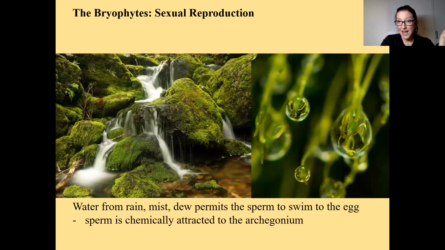Okay, so we said before that the bryophytes require water, right? Because the sperm swim. This could be water from a little stream. This could be water from raindrops. And once that water is present and the sperm can swim, the sperm will actually be chemically attracted to the archegonium, believe it or not. So there's chemical signaling occurring that tells the sperm which way to swim to find the egg.